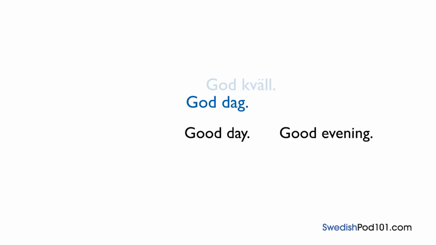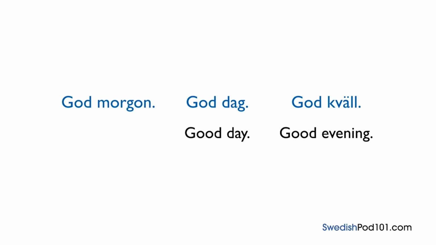During the evening, we say god kväll. Kväll is Swedish for evening. So god kväll means good evening. Finally, in the morning, we say god morgon. This means good morning. However, instead of god dag and god kväll, it's much more common to just use hej. God morgon, on the other hand, is still the most common phrase to use in the morning.